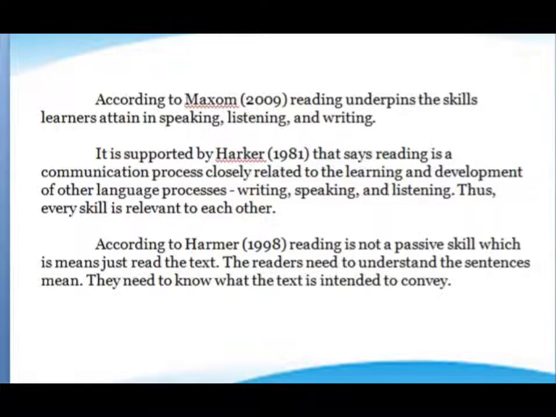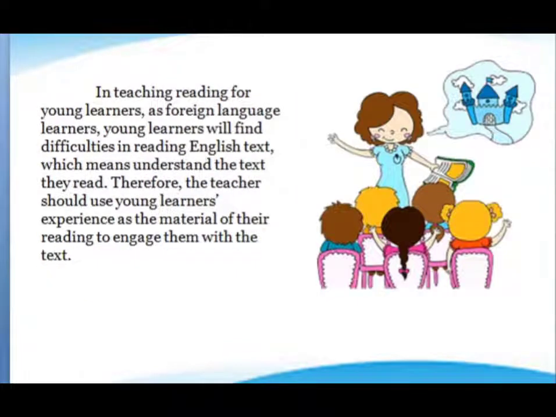According to Harmer, reading is not a passive skill, which means just reading the text. The readers need to understand what the sentences mean. They need to know what the text is intended to convey. In teaching reading for young learners, as for foreign language learners, young learners will find difficulties in reading English text, which means understanding the text they read. Therefore, the teacher should use young learners' experience as the material of their reading to engage them with the text.